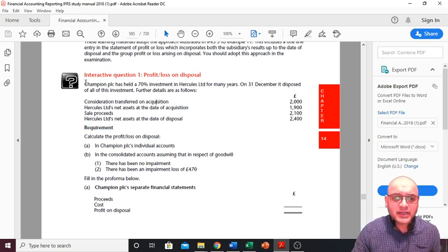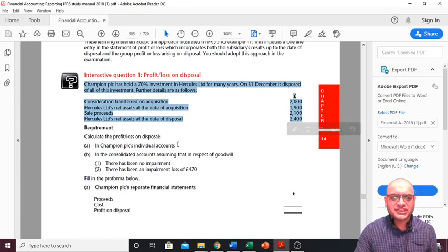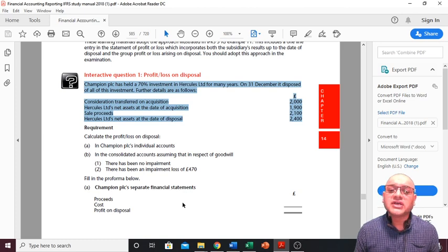So now let's quickly read through the information given. Not much is given here, but it is sufficient to work out the profits. Champion PLC has held a 70% investment in Hercules Limited for many years. On 31st December, it disposed of all of this investment. Further details are as follows. Consideration transferred on acquisition is 2,000. Hercules Limited's net assets at the date of acquisition is 1,900. Sales proceeds is 2,100 and Hercules Limited's net assets at the date of disposal is 2,400.